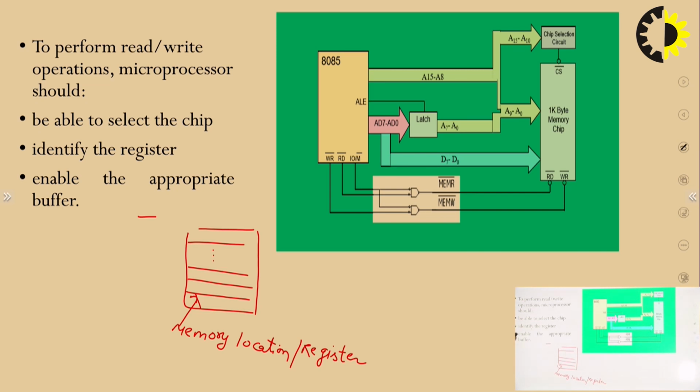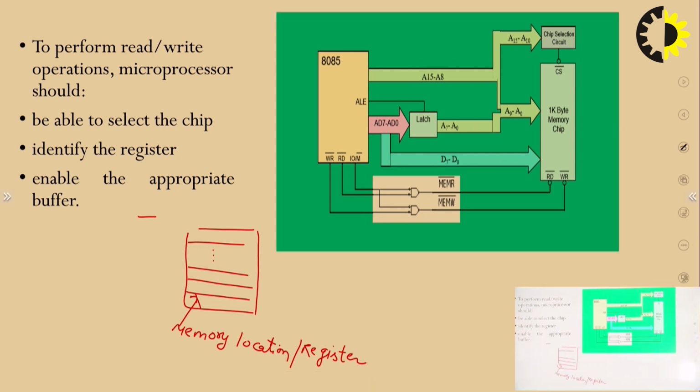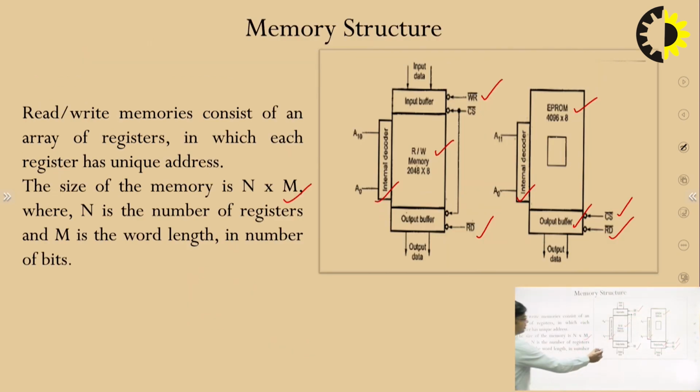So, the microprocessor should be able to select the chip, then identify the particular register, and this part is done with the help of decoders. For the first and second parts, we use a decoder. And then the third is to enable the appropriate buffer. As in the previous slide, we have seen that there are buffers, and these buffers are enabled when we apply the appropriate control signal, read signal or write signal.